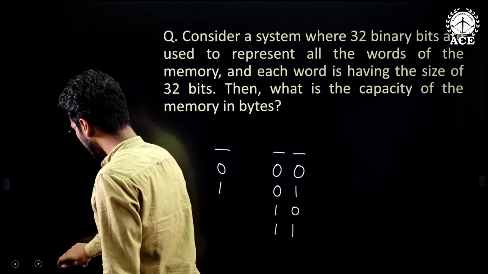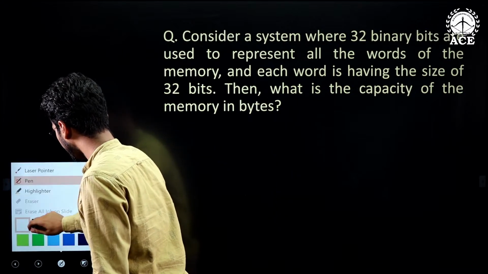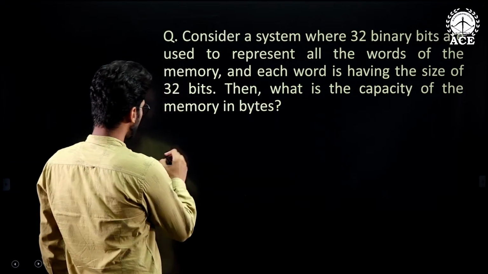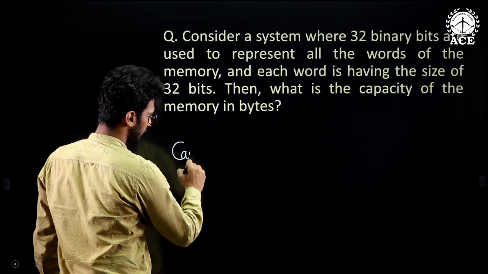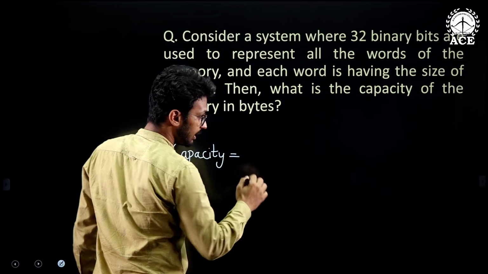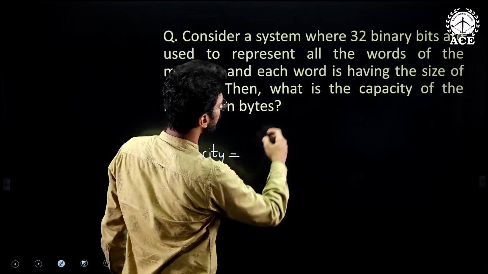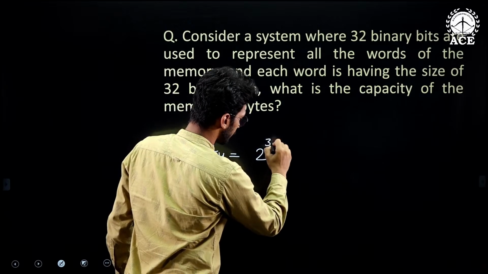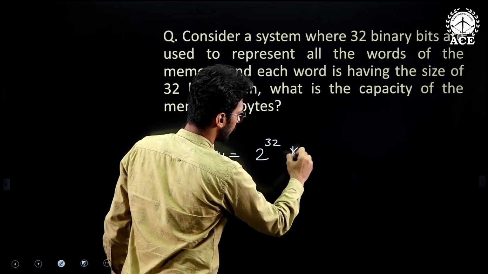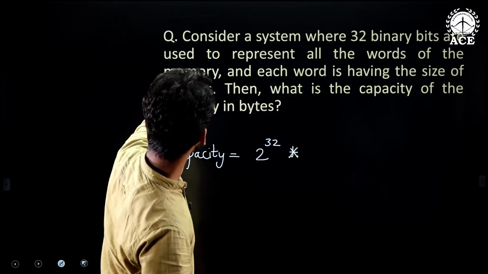Next one. I'll just delete this one. Okay, done. See, have a look at this one. Capacity will be what? Number of words in the memory. 32 binary bits are used to represent all the words, so it means 2 raised to 32 words are there. Done. Next one, and each word has the size of 32 bits.